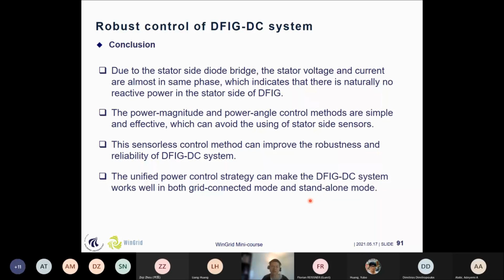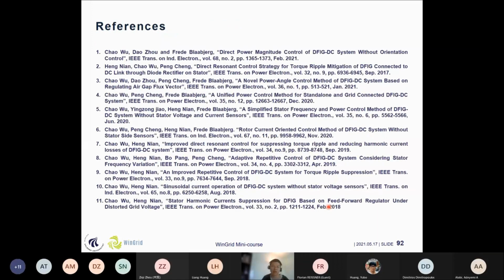And the unified power control strategy can make the DFIG-DC system work well in both grid connected mode and standalone mode. And these are the references. If you want to know more details of the presentations I showed in this lecture, you can refer to these references.